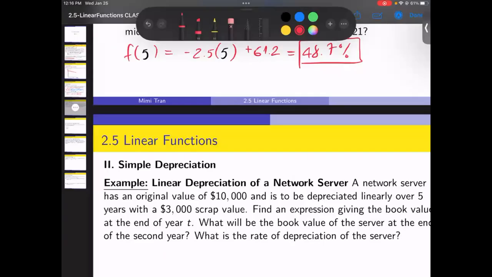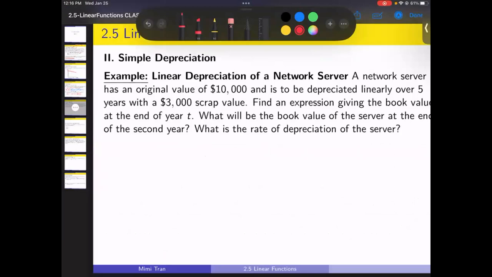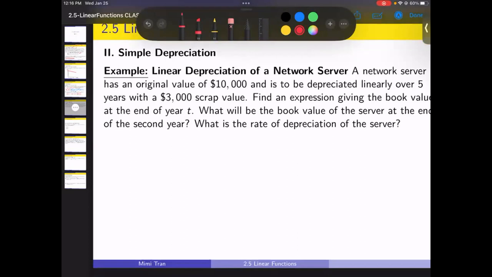Let's try the example. Linear depreciation of a network server. A network server has an original value of $10,000 and is to be depreciated linearly over 5 years. So we know that it's a linear model. With $3,000 scrap value, find an expression giving the book value at the end of year t. So this is a function of time again. I want to know f of t equals mt plus b. I've got to figure out what m and b are.